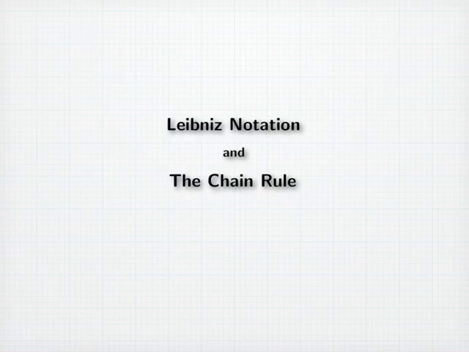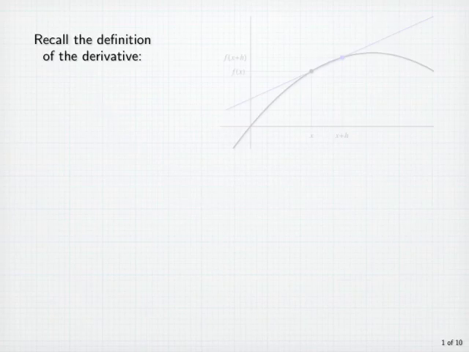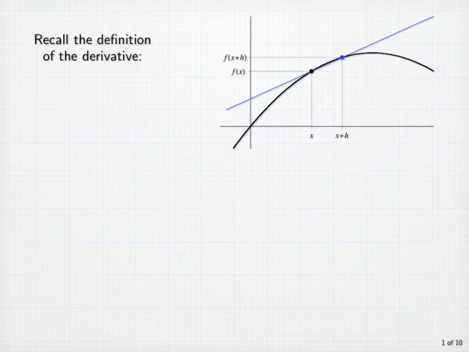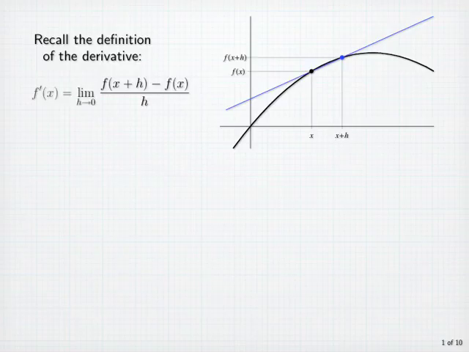Leibniz notation and the chain rule. Let's recall the definition of the derivative. We write the slope of the secant line through (x, f(x)) and (x+h, f(x+h)) as f(x+h) minus f(x), divided by h, and take the limit as h goes to 0. This is f prime of x.